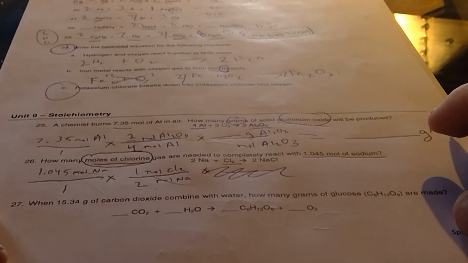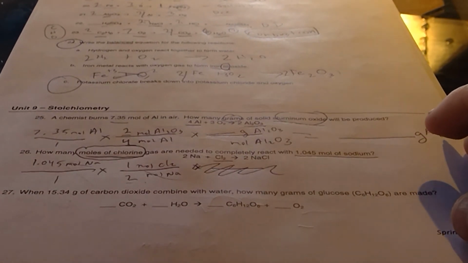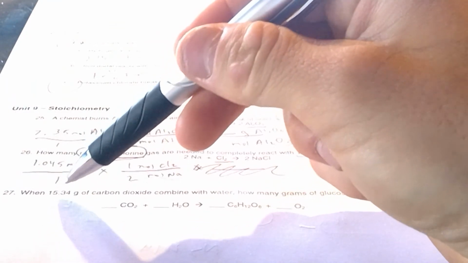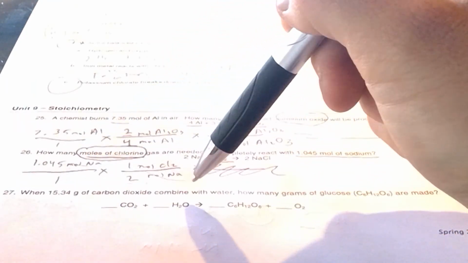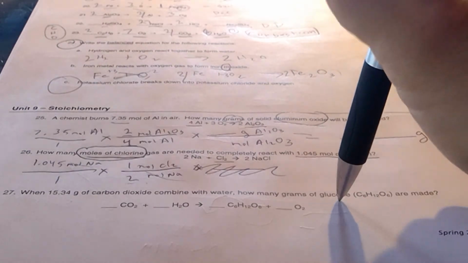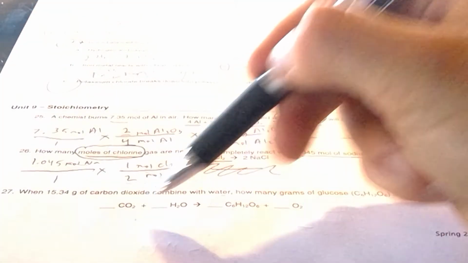So now let's do this particular one. This is a reverse combustion equation, which is pretty cool. 15.34 grams of carbon dioxide combined with water, how many grams of glucose are made, right? In this particular one, it's not balanced. You're going to have to balance it ahead of time. And so here we go.